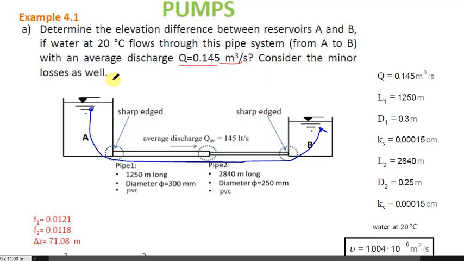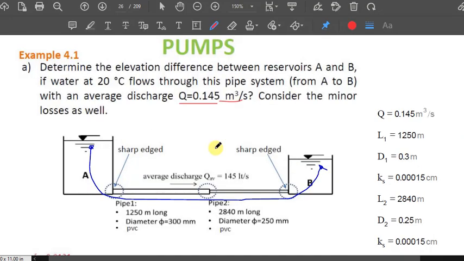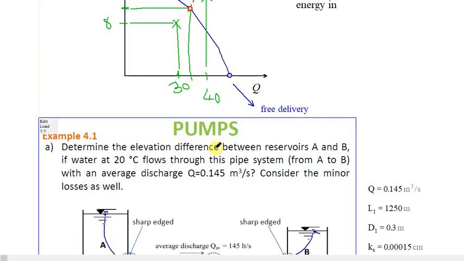Okay then, we start. This is just a normal question. They didn't mention anything about pumps. This one just introduces for us the sharp-edged minor loss, sudden contraction. This is sudden contraction, and this is sharp-edged again, and like that. So what we need to do here, let me open this one from the questions. Yes, this one I mean.